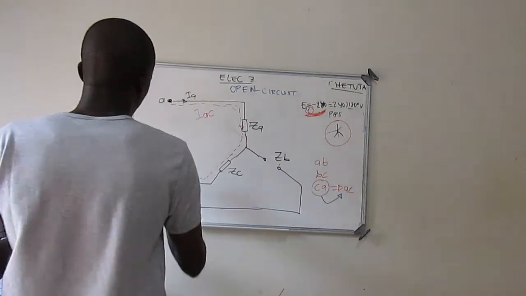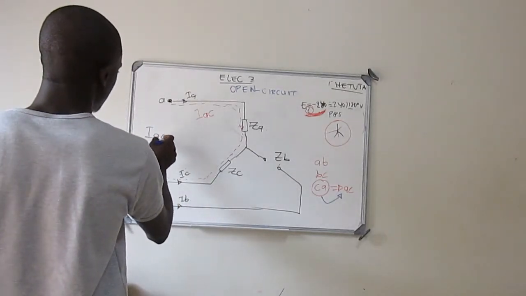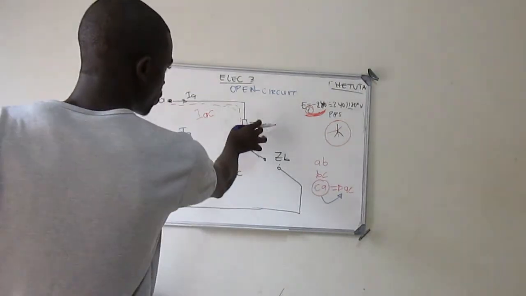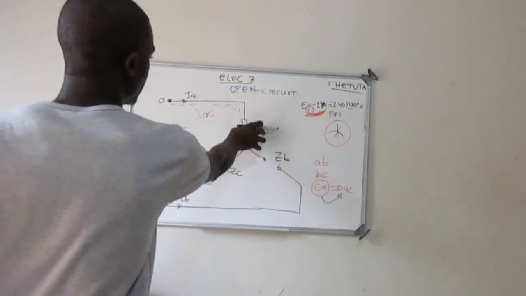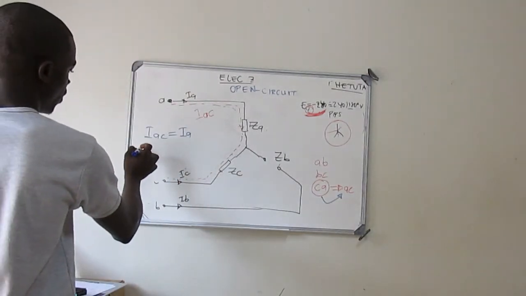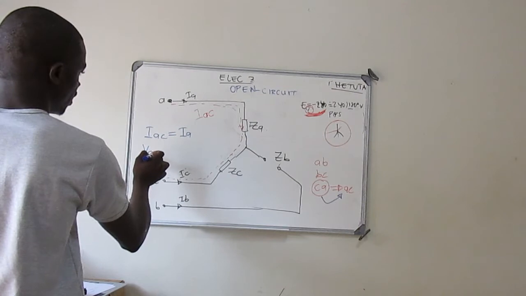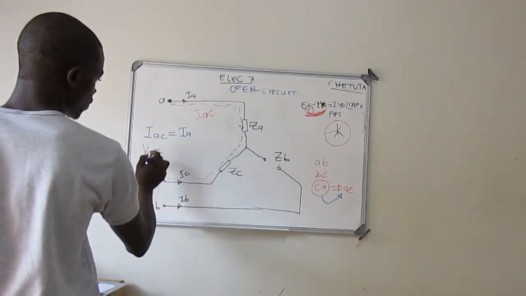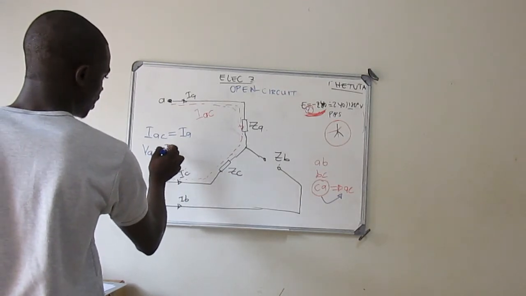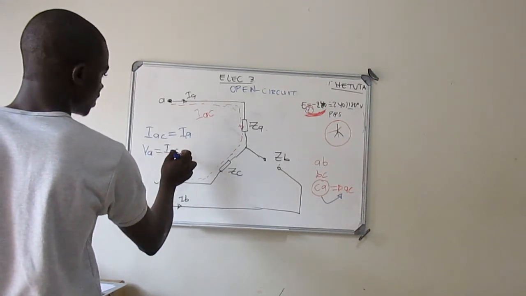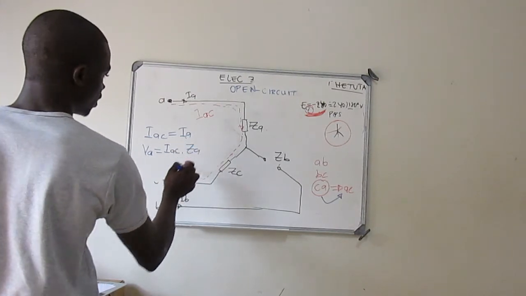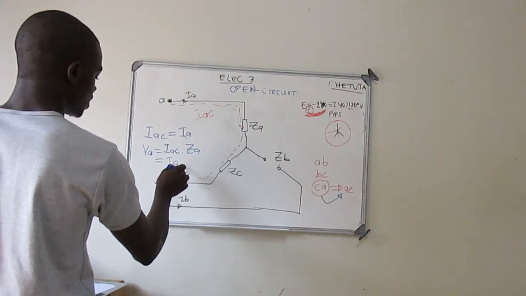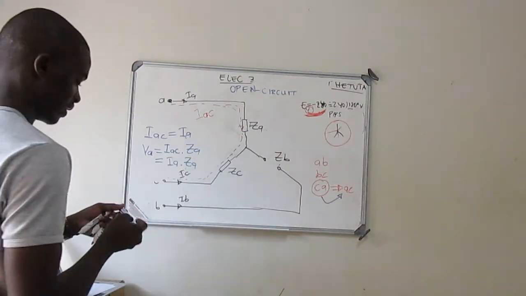So after getting our current IAC, which we say is the same as the current IA, we are going to look at the voltage drop across the impedance ZA. Therefore our VA is going to be IAC, which is the same as the current IA because they're in series, times ZA.